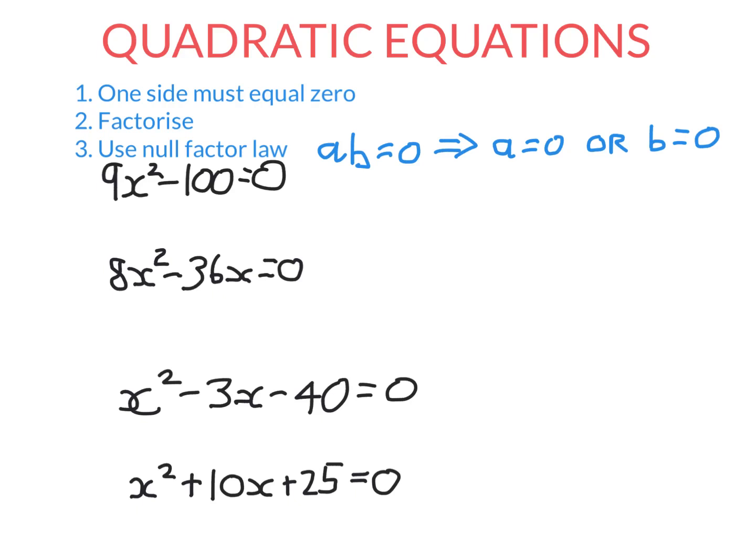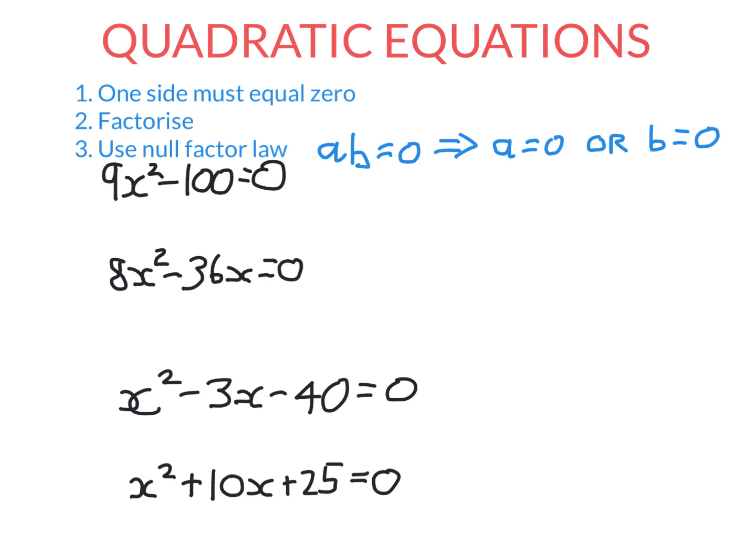Thank you so much for tuning into this video in which we will look at solving quadratic equations. So this is how you do it. You have to make sure one side is equal to 0, then you factorize, then you use the null factor law. The null factor law says if AB equals 0, then either A equals 0 or B equals 0. It says if something times something gives 0, either the first something is 0 or the second something is 0.